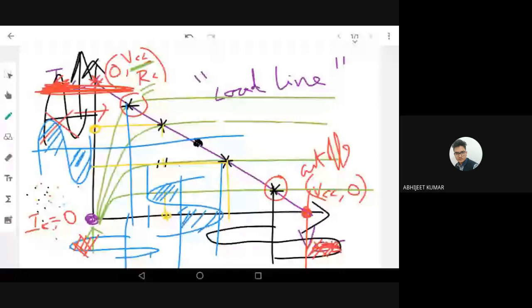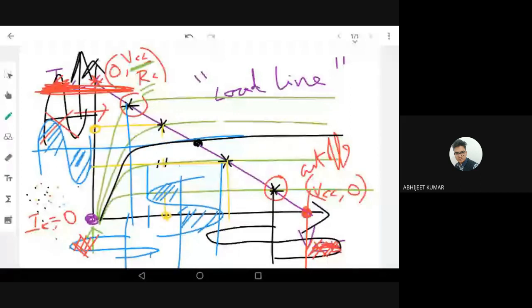Now you use this transistor. There's a base current, base voltage, there's a beta. A lot of things come into play. Then you know the transistor characteristics. So the intersection of the transistor characteristics and the load line, the load characteristics, gives the operating point. Okay. So, load line.